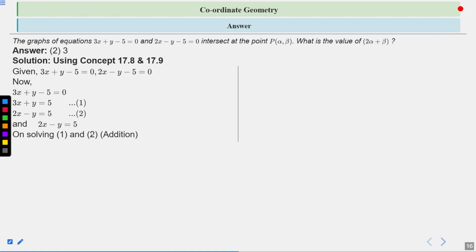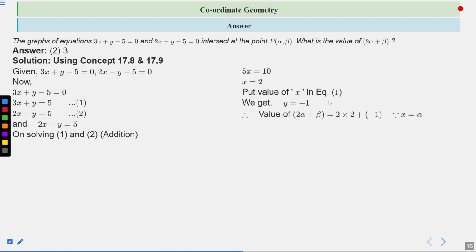On solving equations 1 and 2 by addition, when we add them up, y will be cancelled out, and we get 3x plus 2x, 5x, which equals 10. Now we get the value of x, which is 2. We can put the value of x in any equation and get the value of y. Putting the value of x in equation 1, we get y equals minus 1.